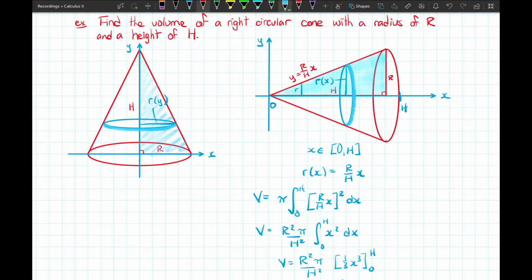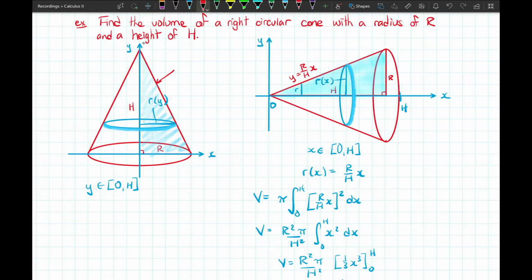Okay, well, now that I've got this set up, I can see that my interval for y goes from y equals 0 up to y equals h. So that part is pretty similar to how we set up the interval when we were revolving around the x-axis. What's a little bit different is here. We need to find an expression for this diagonal line in terms of y now.